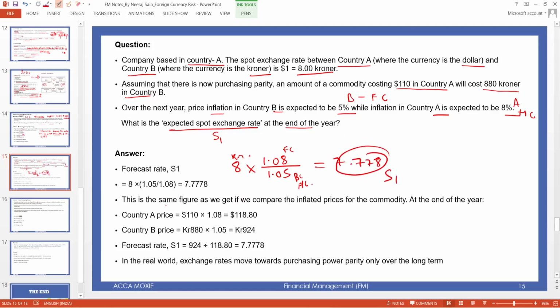You can calculate this by another method. Here you inflate this cost with the inflation rate of that country, inflate the other one with its inflation rate, and later on divide. It actually means the same, you will get the same answer.